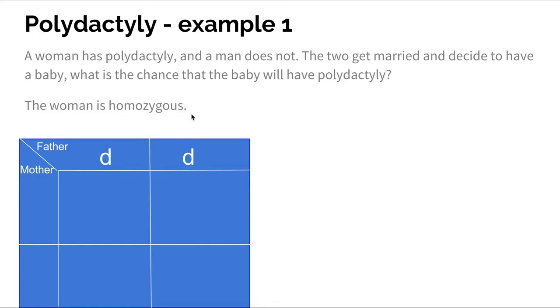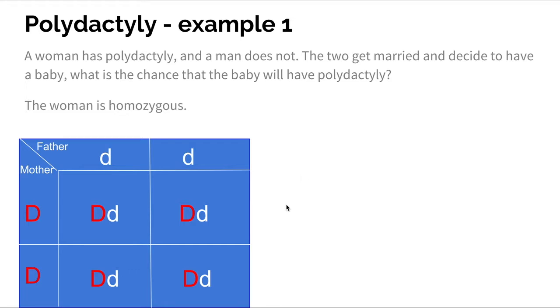The woman is homozygous, and because she has polydactyly, that means she must have at least one of the dominant polydactyly alleles. Homozygous, that means she has both of them. I have shown the diseased allele in red. So let's look at the offspring.